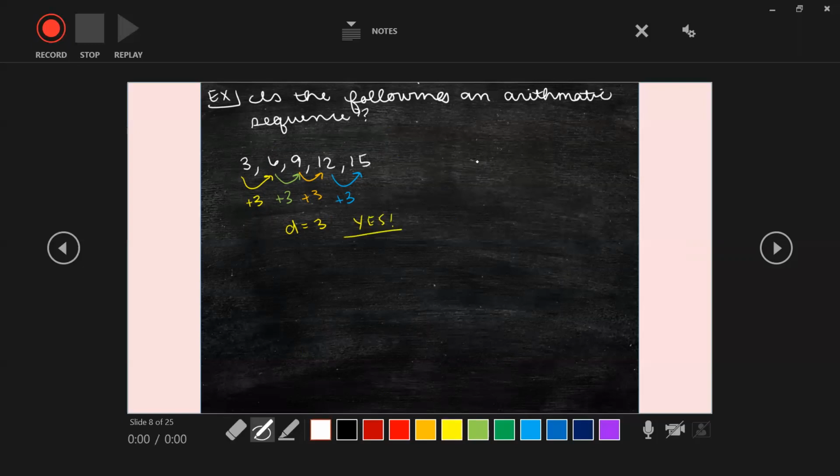So let's do this one: 1, 4, 9, 16, 25. Caden, give me an example of two consecutive terms.